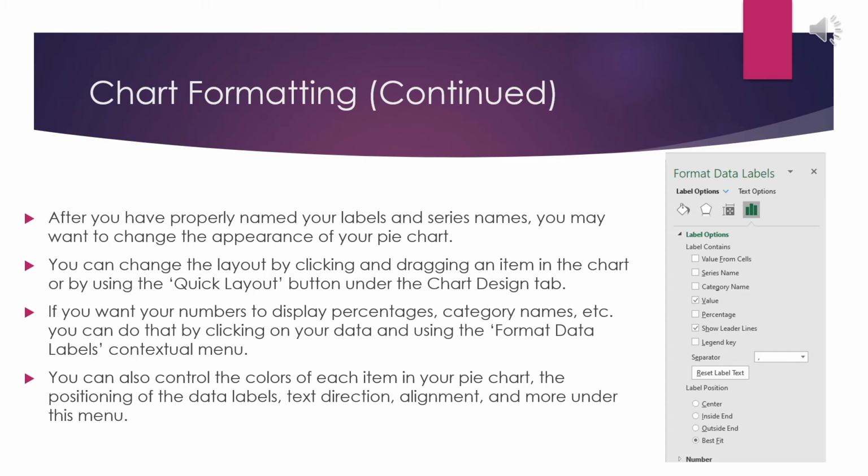If you want your numbers to display percentages, category names, etc., you can do that by clicking on your data and using the Format Data Labels contextual menu. You can also control the colors of each item in your pie chart, the position of the data labels, text direction, alignment, and more under the menu.